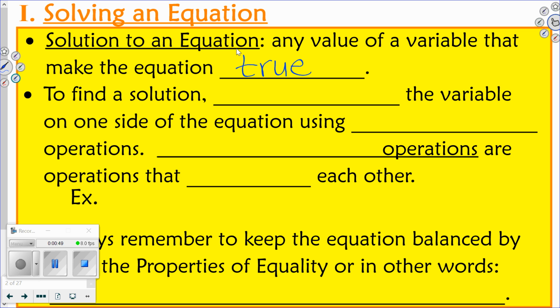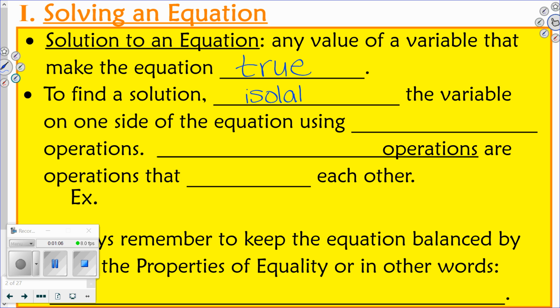So to find a solution, blank the variable on one side of the equation. What do you want to do with the one variable? I want to get it by itself. So if you want to write all that, I'm lazy. Mathematicians are lazy. So I'm going to isolate. Thank you. That was the word I was looking for.